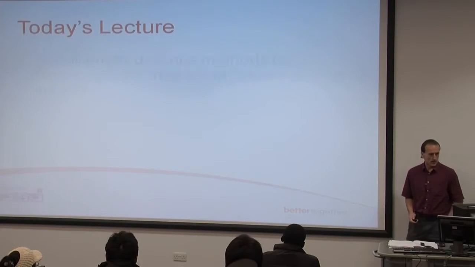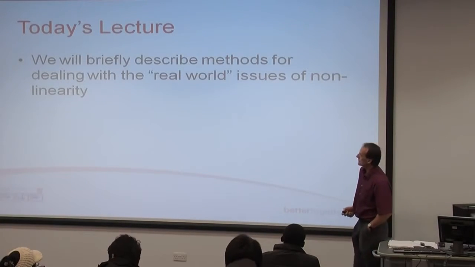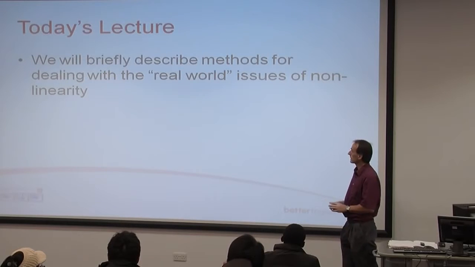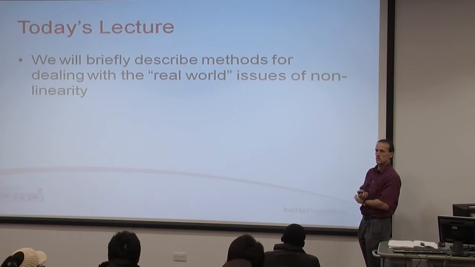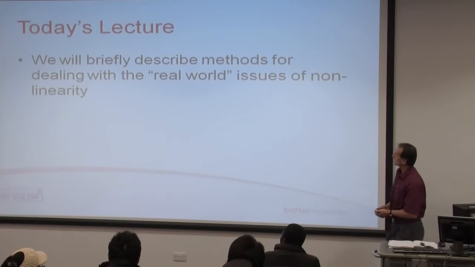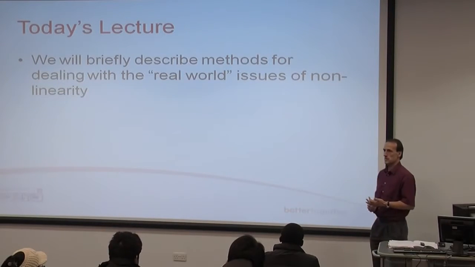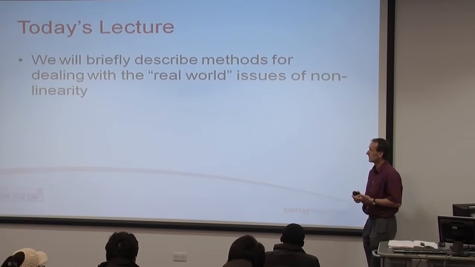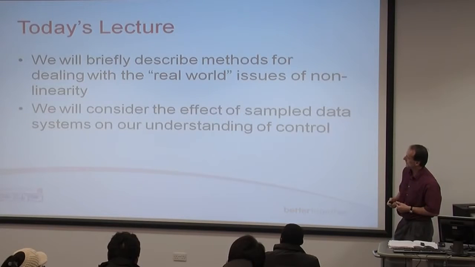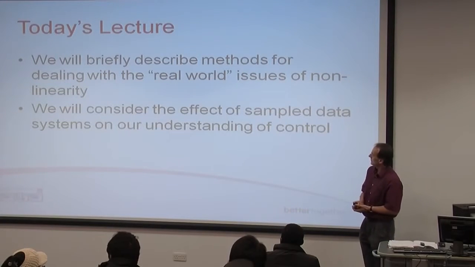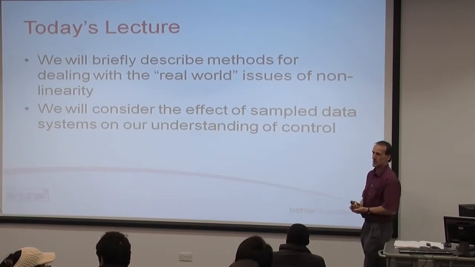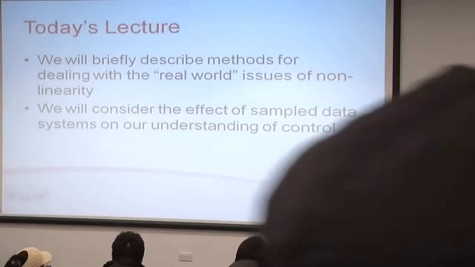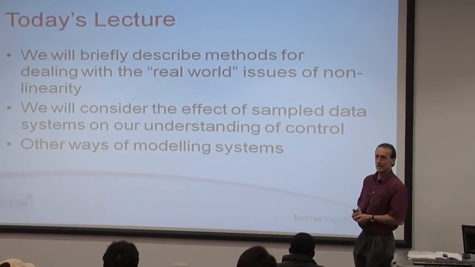So what we're going to look at today is some ways, and this is just qualitative. I'm not going to be doing any analysis today, I'm not going to be doing any sums, if you like. Just so that we understand some of the issues that you might come across in the real world to do with nonlinearity, to do with discrete time. Well, those are the two biggest issues, I guess. So real world issues are to do with the effect of sampled data, and how that affects our understanding of control. Different ways of modeling systems.